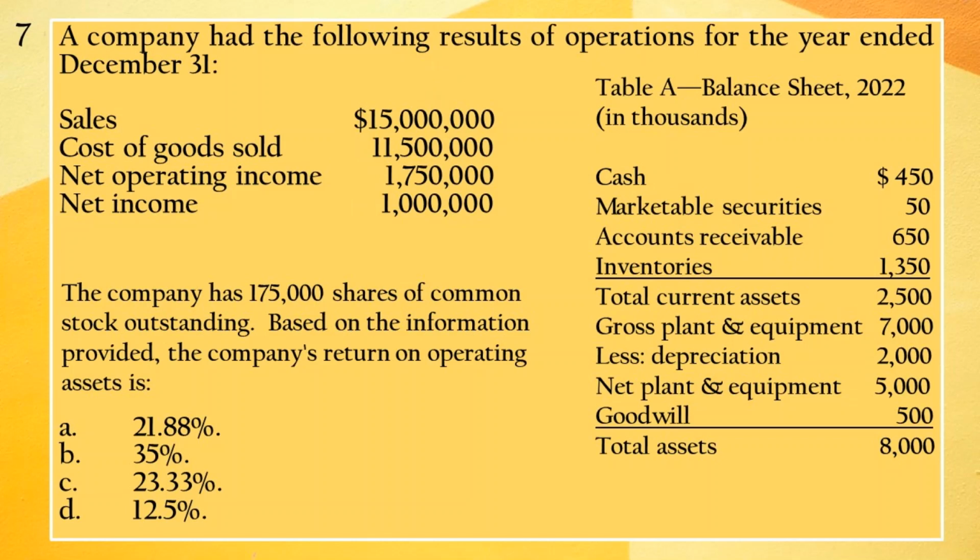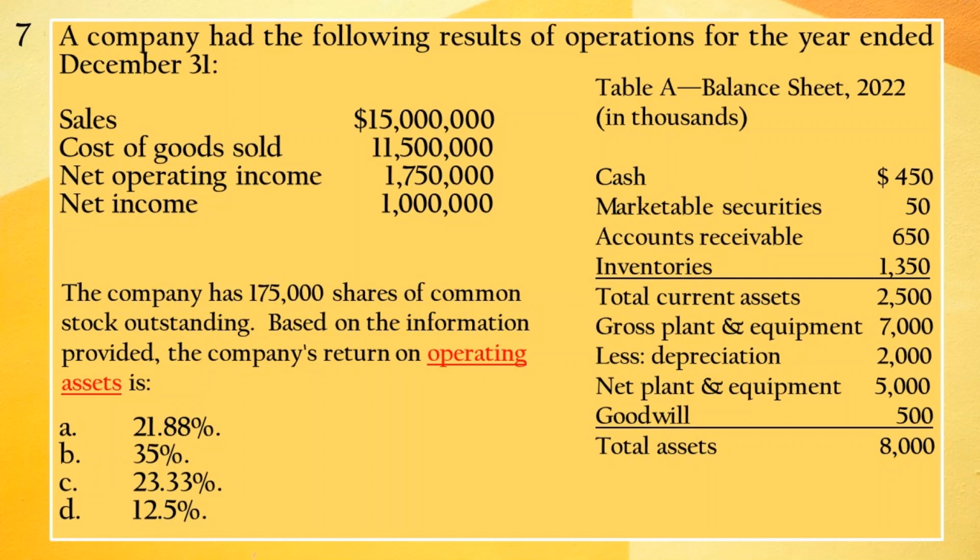All right, next, a company whose balance sheet is presented in Table A had the following results of operations for the year ended December 31st, 2022. So here we have some income numbers: sales, cost of goods sold, net operating income, net income. Then it tells us a lot of information actually. So Table A also has the balance sheet amounts. So we have a ton of numbers to work with here. But the question, again, go straight to the question when you see all these numbers, is asking us, based on the information above and provided, the company's return on operating assets is. So it's looking for the return on operating assets, and keyword, operating assets.